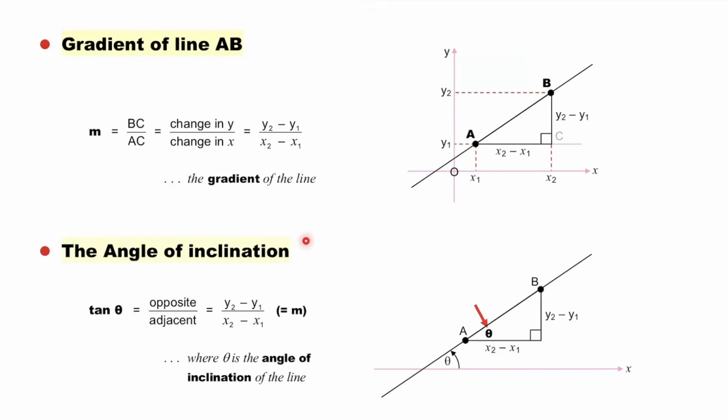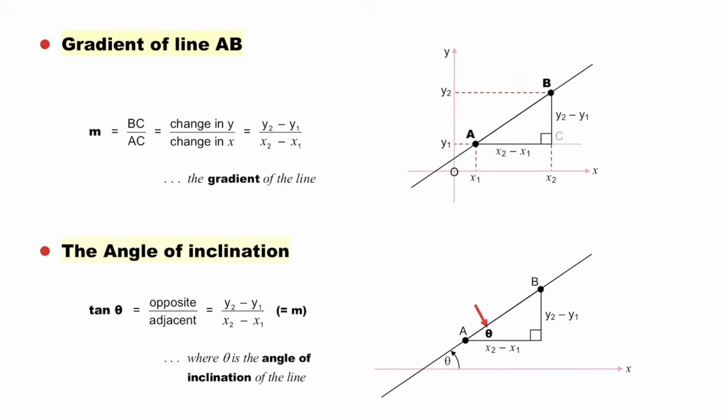And the angle of inclination. See the angle theta on the figure below. The tan of theta is y2 minus y1 over x2 minus x1, the very same formula that we got for the gradient of the line above, where theta is the angle of inclination of the line.